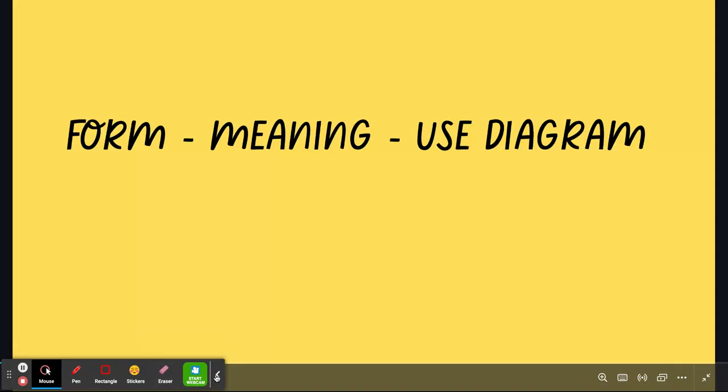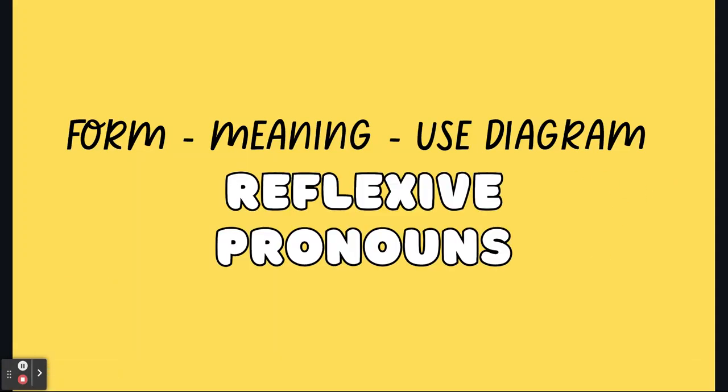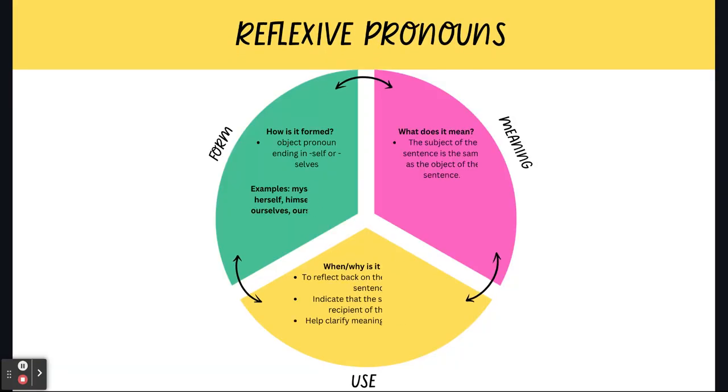For my form, meaning, and use diagram, I decided to focus on reflexive pronouns. So reflexive pronouns, how are they formed? In a sentence, when the object pronoun has an ending of self or selves, it can be a reflexive pronoun. Some examples of these pronouns would be myself, herself, himself, ourselves, and ourself.